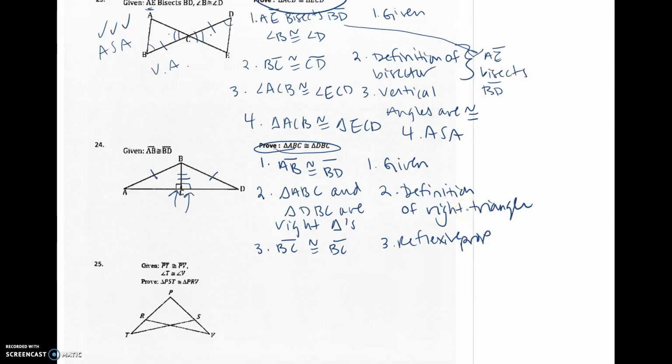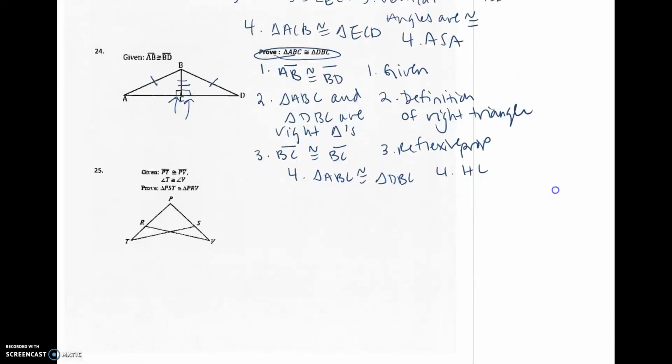So if we come back to this, why are these two triangles congruent? Well, this is an example of hypotenuse leg. So triangle ABC is congruent to triangle DBC, and that's because of the hypotenuse leg theorem.